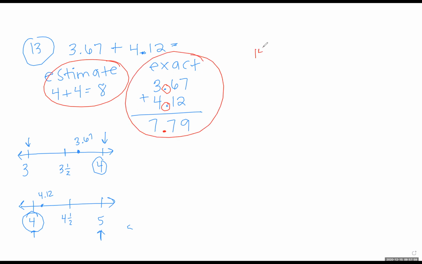Let's go ahead and look at 14. We have 7 times 6 divided by 2. This is your order of operations, which we use the acronym PEMDAS. Please excuse my dear Aunt Sally.